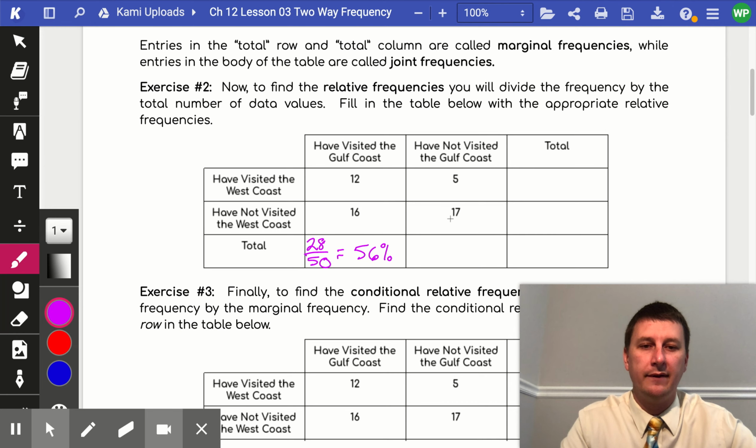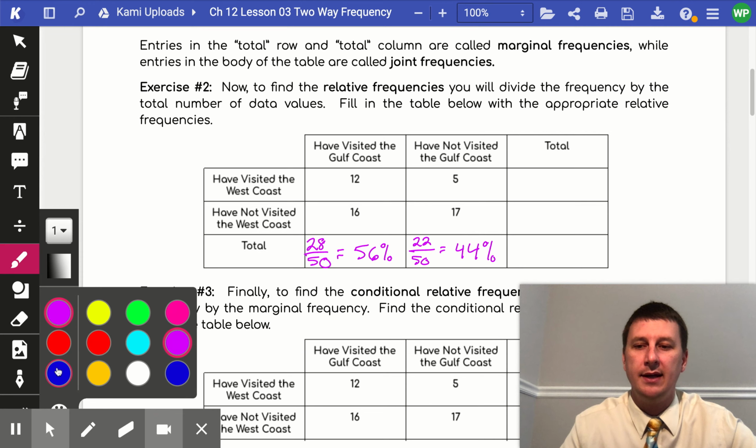Now over here we have 5 and 17. We know from above in exercise number 1 that gave us 22 out of a grand total of 50 students. And over here, if we divide that and multiply by 100, we get 44%.